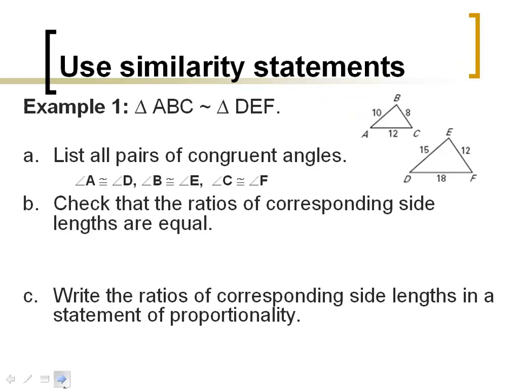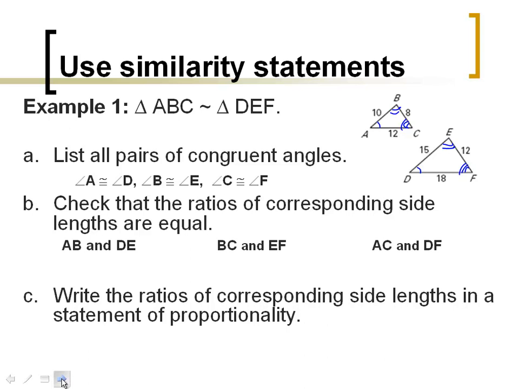Okay. So example 1, triangle ABC is similar to triangle DEF. So if we list all the pairs of congruent angles, we know angle A and angle D are congruent, angle B and angle E are congruent, and angle C and angle F are congruent. And I put my congruent markings down there because our angles are the same. Then check that the ratios of corresponding side lengths are equal. This is how we know for sure that our triangles are indeed similar, if our angles are the same and then our ratios are equal to each other.